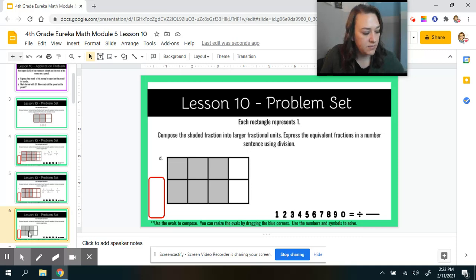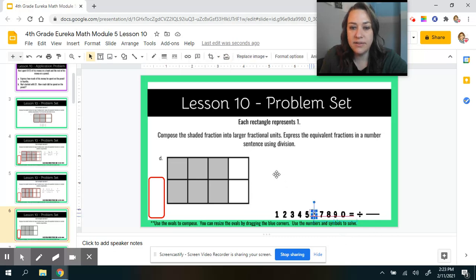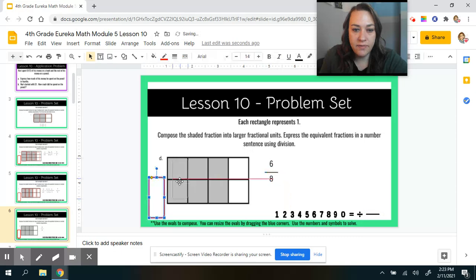All right. Looking at this one, go ahead and count in your head. What are we starting with? So you should have said 6/8. That's what we're starting with. When we bundle each of our columns, what do we now have? We have 3/4.